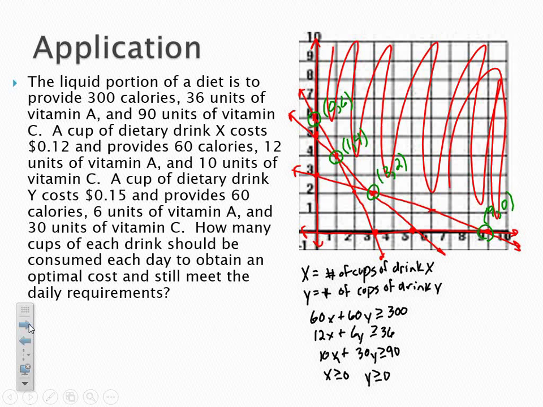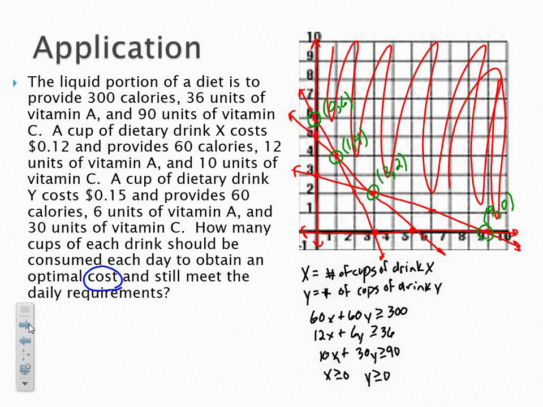So in order for us to do that, we first have to write an optimization function. So let's go back into the problem. And if you look today, there's a little bit of new information. So let's go to the question at the end. It says, how many cups of each drink should be consumed each day to obtain an optimal cost? All right? And still meet the daily requirements. So that's what we're trying to optimize, is we're trying to optimize cost.